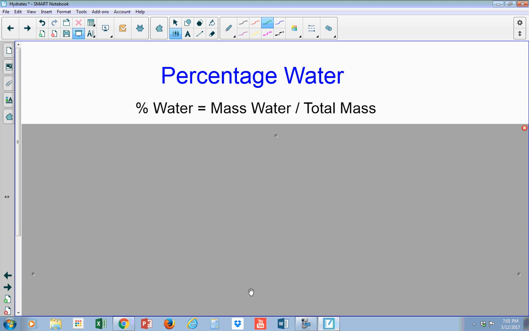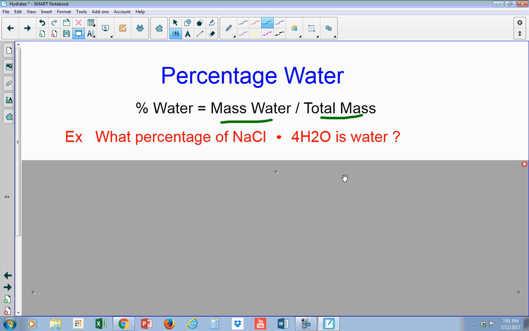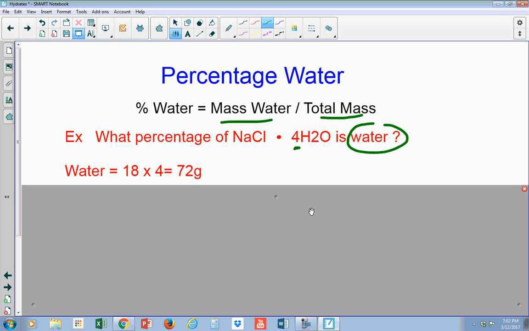We can also do the same trick here by figuring out what the percentage is, right? So the percentage of water, again, remember, equals the mass of the water divided by the total mass, and we've done these calculations before. Let's go ahead and try one. What percent of sodium chloride tetrahydrate is actually the water? Let's take a look. Well, once again, we remember water is 18 grams per mole times 4 gives us the water weight is 72.